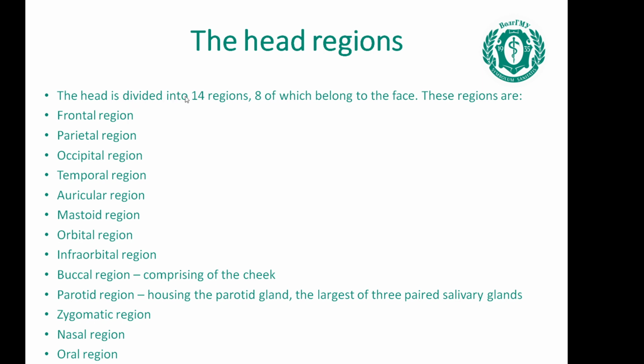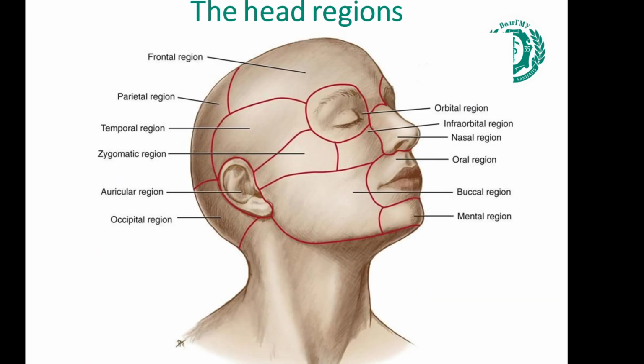The head is divided into 14 regions, 8 of which belong to the face. These regions are frontal region, parietal region, occipital region, temporal region, auricular region, mastoid region, orbital region, infraorbital region, buccal region, parotid region, zygomatic region, nasal region, oral region, and mental region.